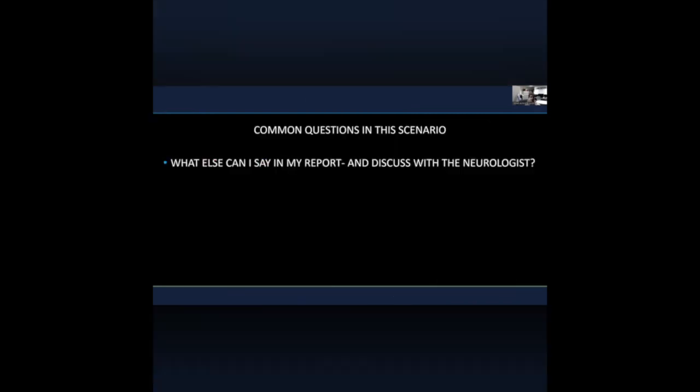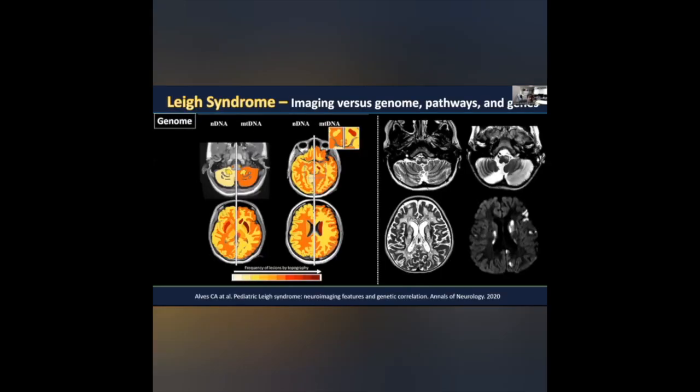Another common question is, what else can I say in my report? So if I'm discussing with the neurologist and I'm telling, oh, I think this is Leigh syndrome, can I say something else about genes, genomes, or pathogenic variants? So the answer is yes. If you see a patient with Leigh syndrome, classic features in the basal ganglia, brainstem, your clinician is considering Leigh for your patient, look for involvement of the white matter.